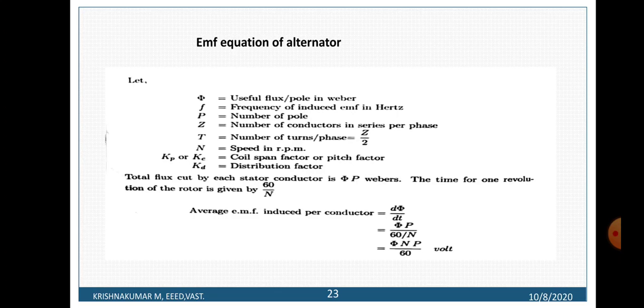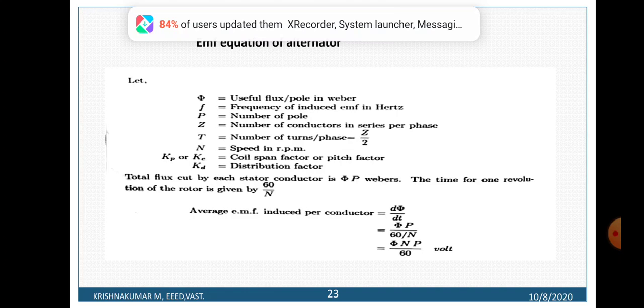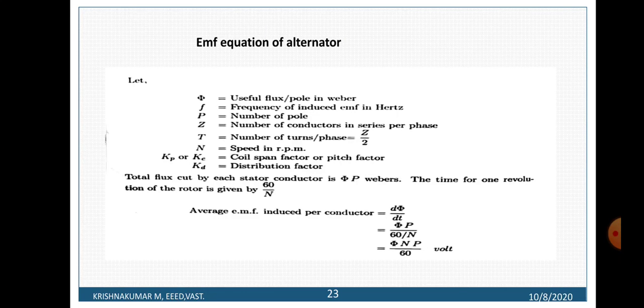The time for one revolution is equal to 60 by N. That means it rotates at N rpm. N rpm means revolutions per minute, so N revolutions take place in 1 minute, that is 60 seconds. So the time for one revolution is equal to 60 by N.